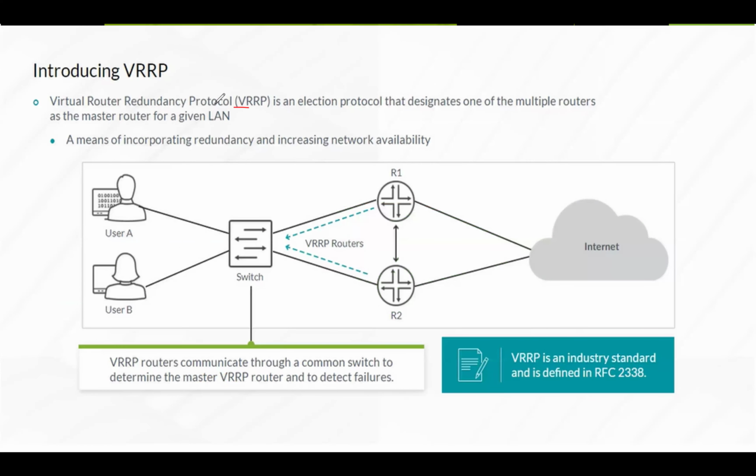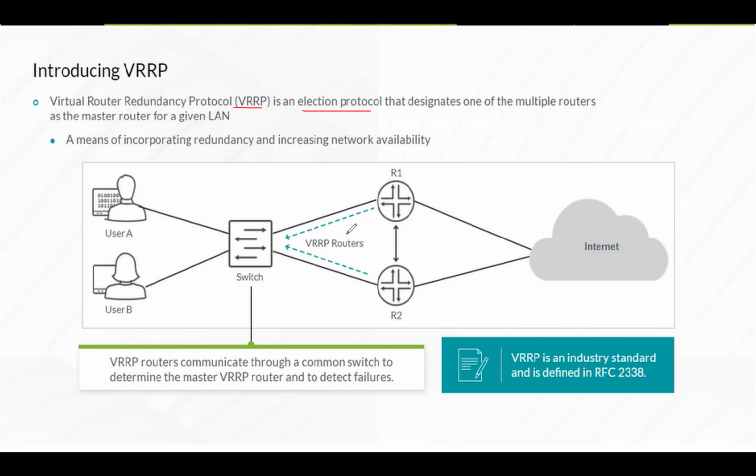VRRP means Virtual Router Redundancy Protocol. Basically, multiple routers participate in the VRRP routing domain. That's why it's called an election protocol. One is the designated router or master router, and the other will be the backup router or secondary router.